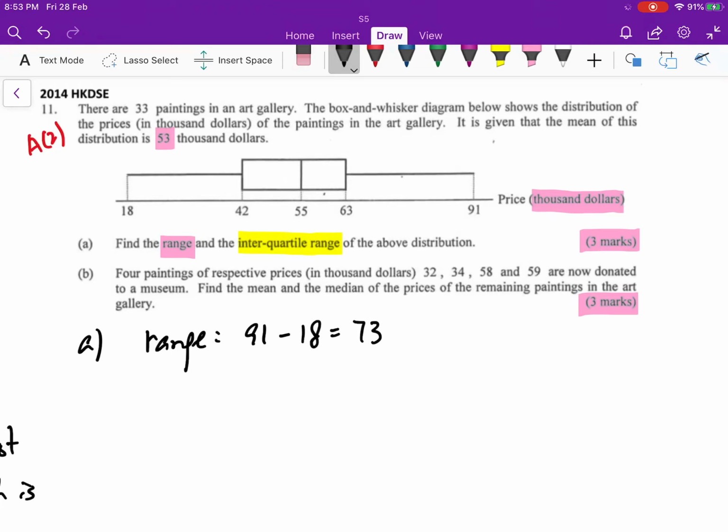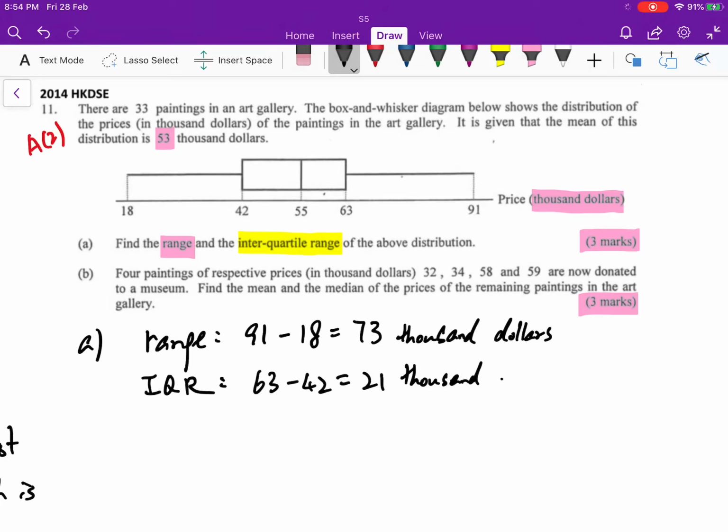So the range will be the maximum minus the minimum, okay? So our answer is 73. Don't forget the units, okay? So you need to answer $1,000, okay? Then interquartile range using the Q3 minus the Q1. So the answer will be 21 and also the units, okay? $1,000. So A part done.